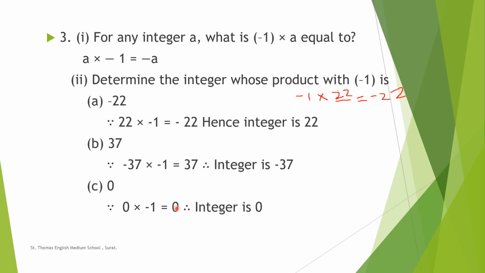When will the answer be 0? So 0 into minus 1, answer is 0. We all know, right? So what is the integer here? 0. 0 is the integer. It's clear? So once again I will explain here. See, the question is minus 1 into dash number is equal to 0. So when you multiply minus 1 into which number will the answer be 0? So we know minus 1 into 0 is 0. So what is the integer? 0. It's clear?